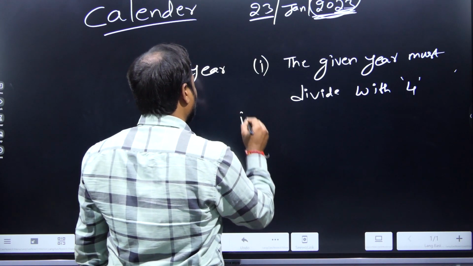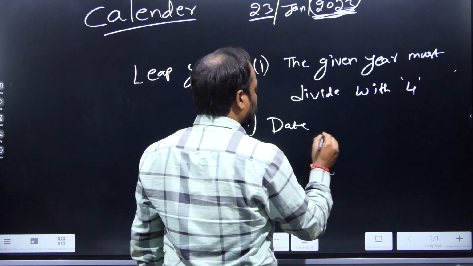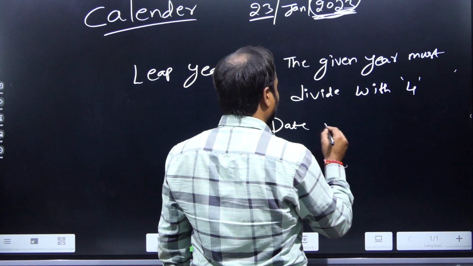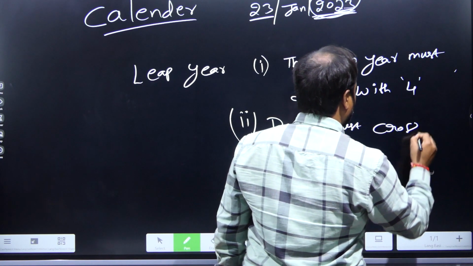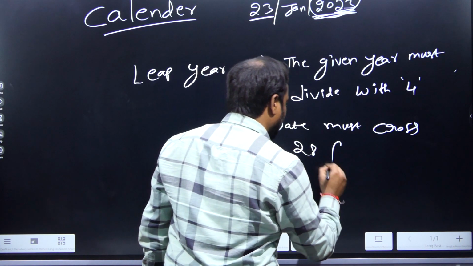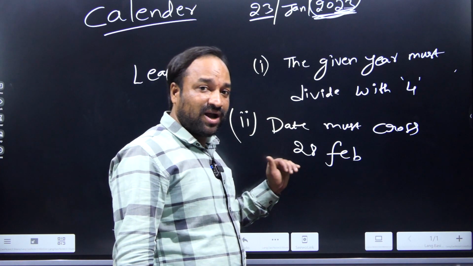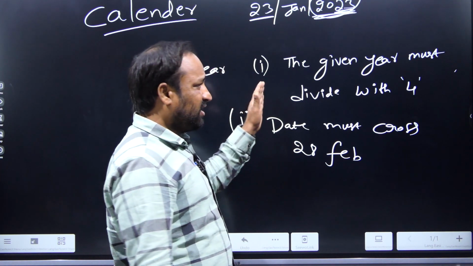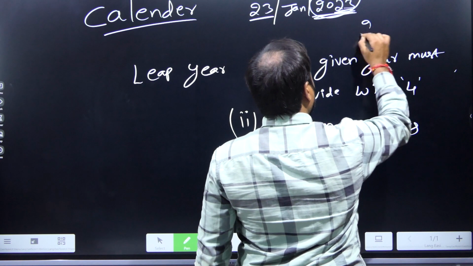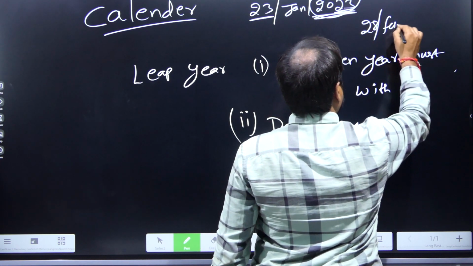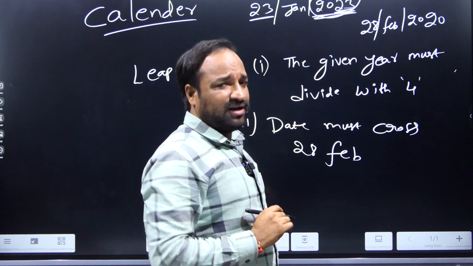And our second condition: the given date must cross 28th February. The two conditions should be checked while solving the problem, if the given year is a multiple of 4. Example, I am taking 28th February 2020 as an example.